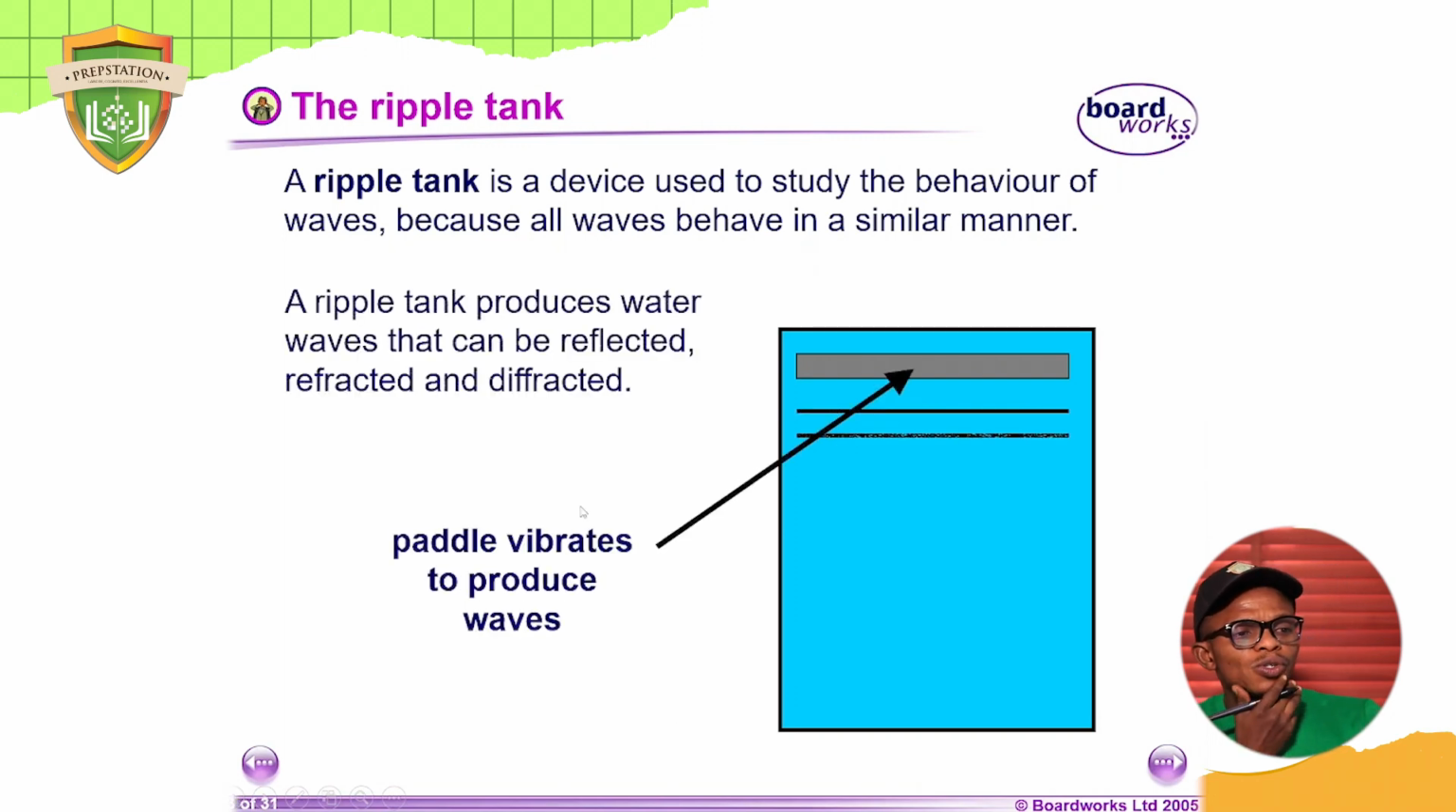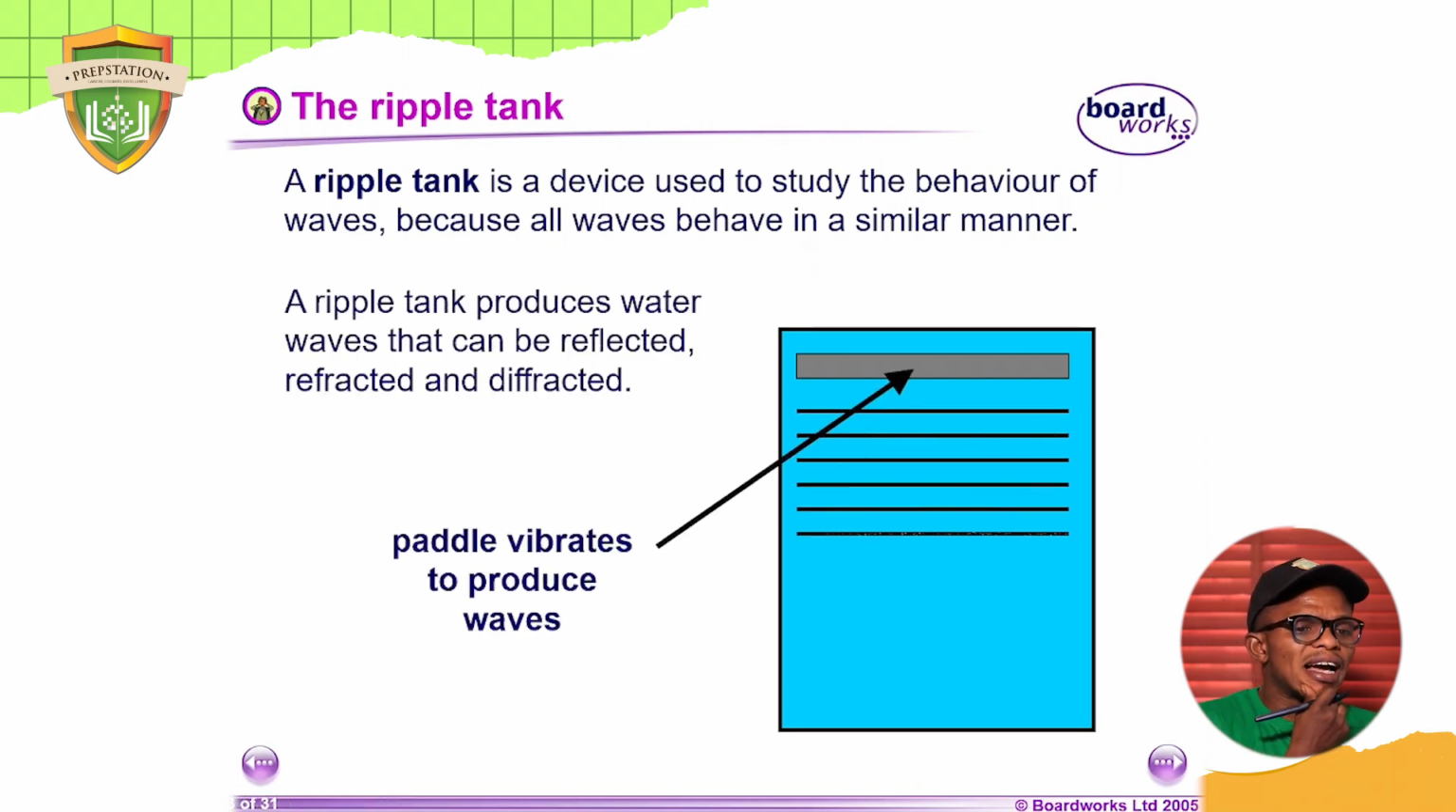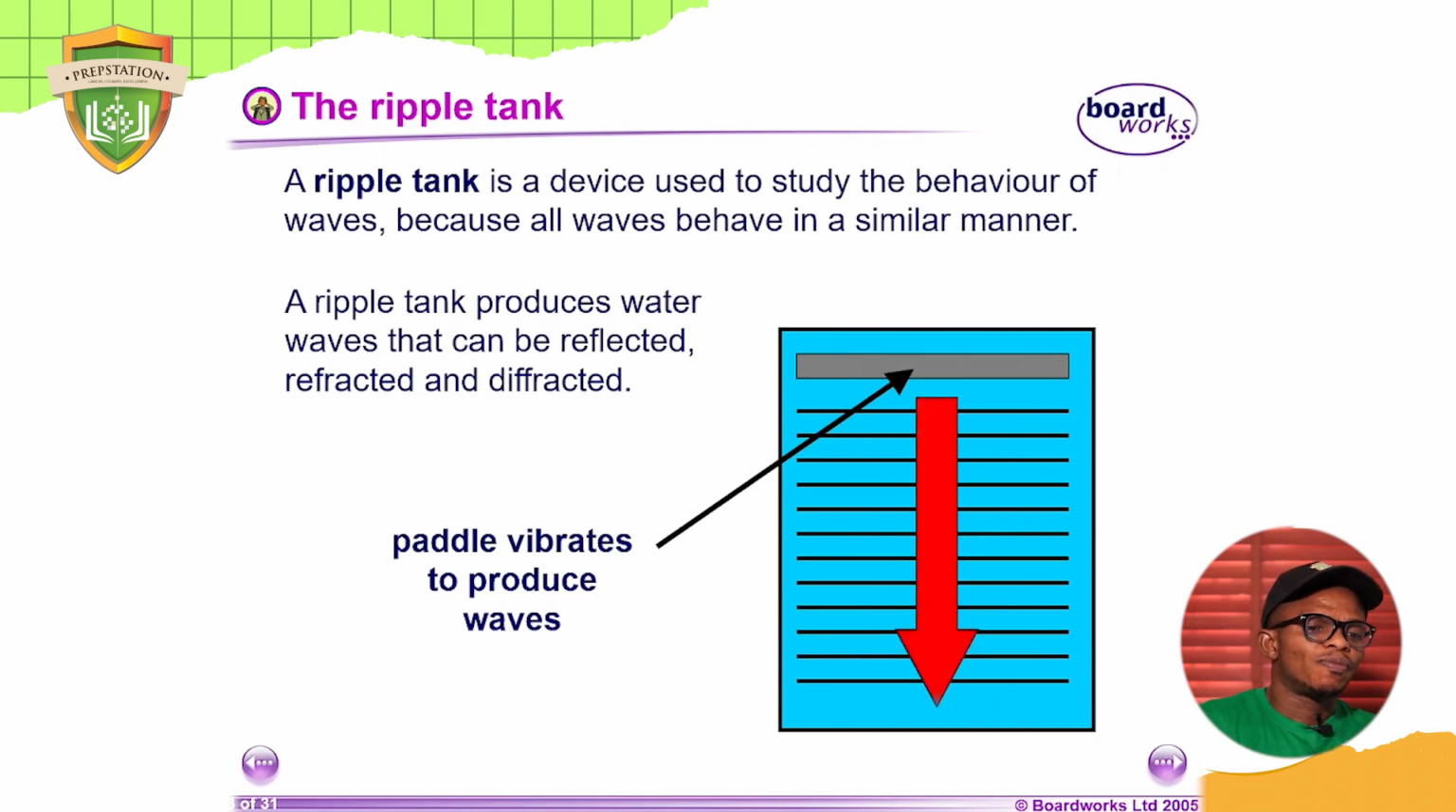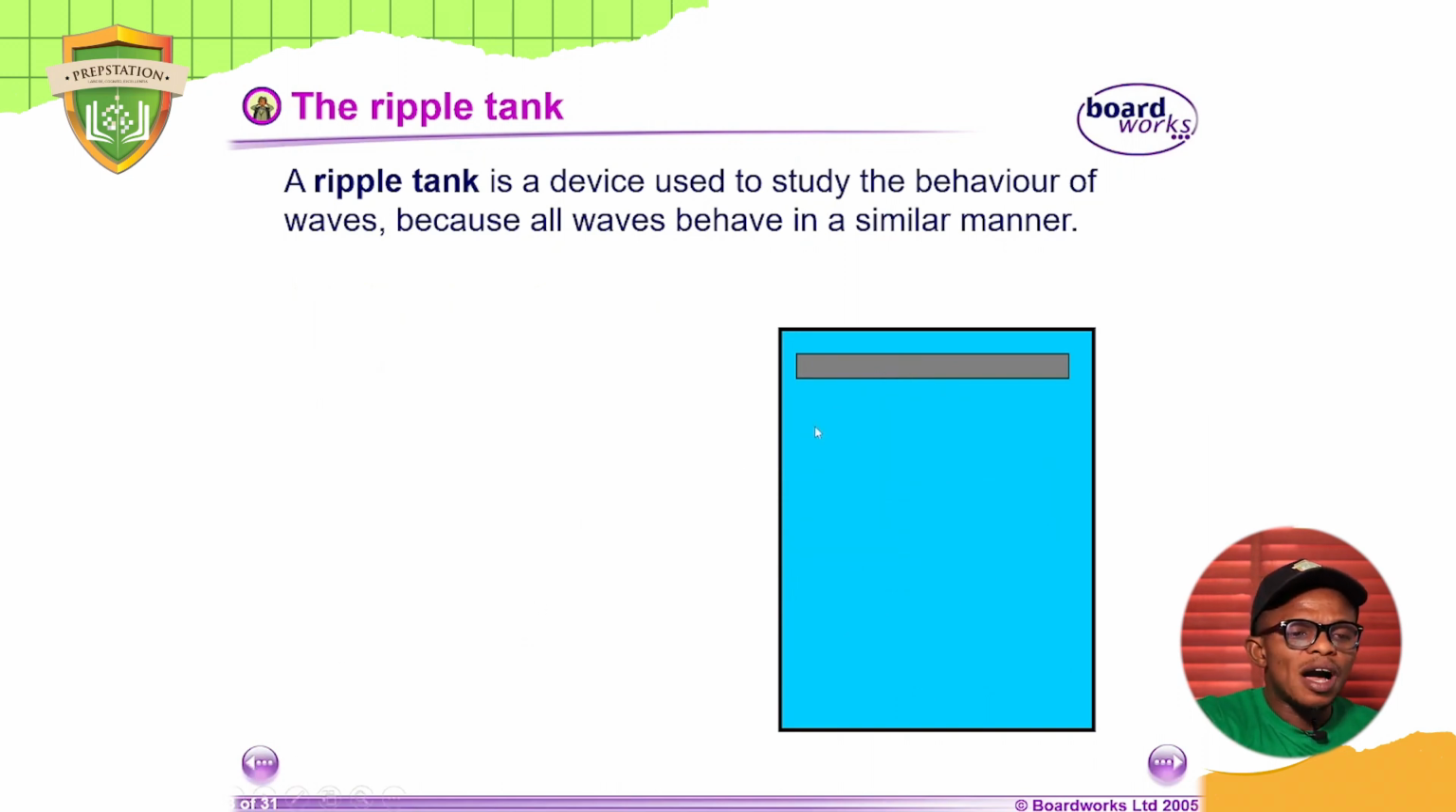Now, a ripple tank produces water waves that can be reflected and diffracted. What you have here is called the dipper, okay? The function of that is to create a pulse. Remember, in the last series, I explained what a pulse is. I explained what a disturbance is, okay?